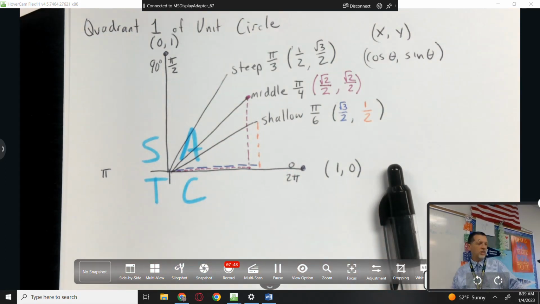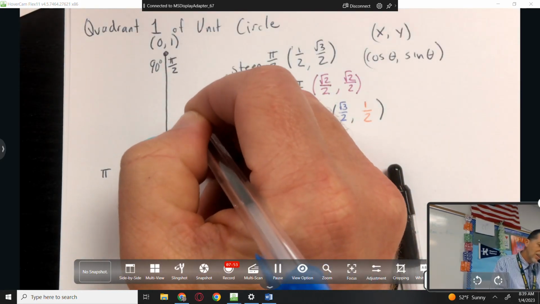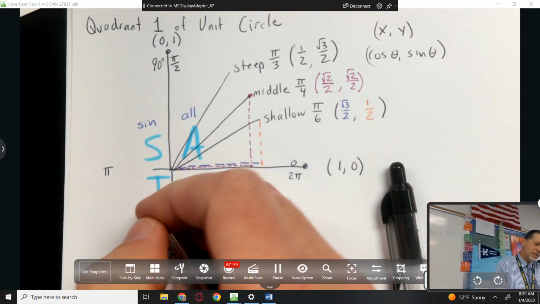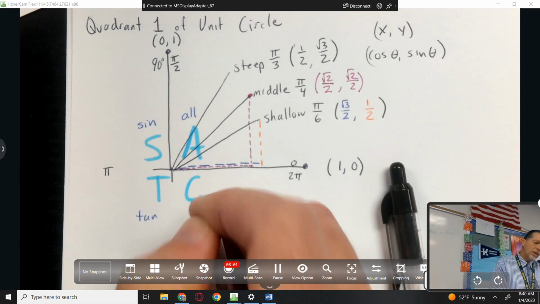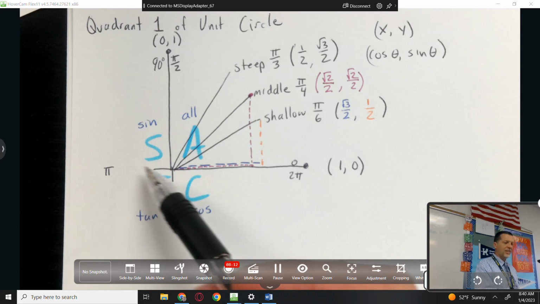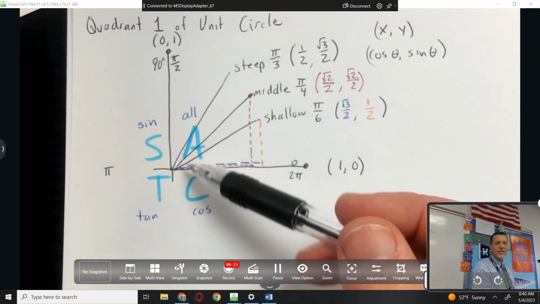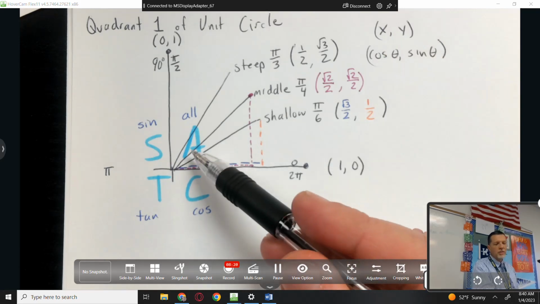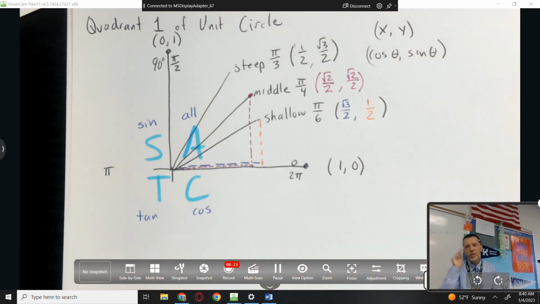All Students Take Calculus. And what does that mean? What does the A mean? They're all positive. The S means sine is positive, tangent's positive, and cosine's positive. Some people use that all the time. Other people are like, I don't need that, because if it's going backwards, then the X stuff is negative, and if it's going down, the Y stuff is negative. So you can do it the figure-it-out way, or you can write All Students Take Calculus and go with that. Either way, it all tells you the same stuff.